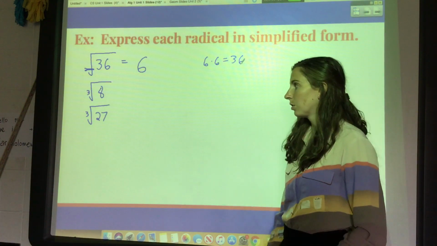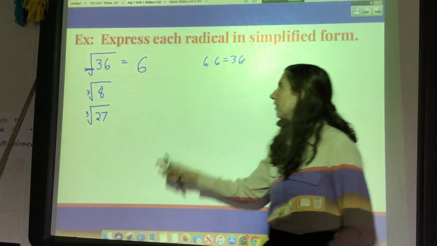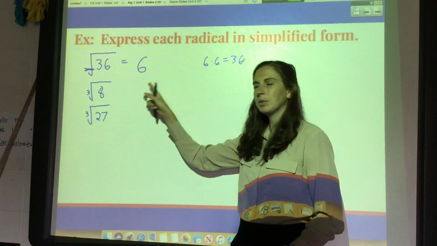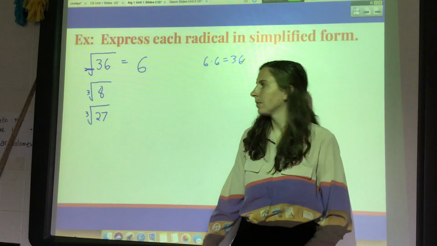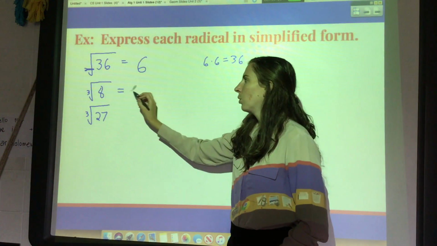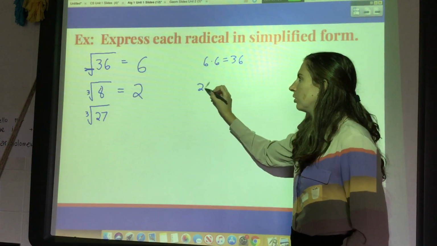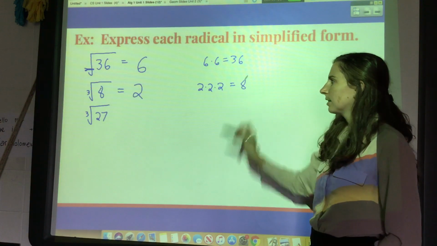With cube roots, so if you have a little 3 index here, instead of having it 2 times, you're just going to have it 3 times. So what times itself 3 times would give you 8? And the answer in that case would be 2, because 2 times 2 times 2, 3 times gives you 8.